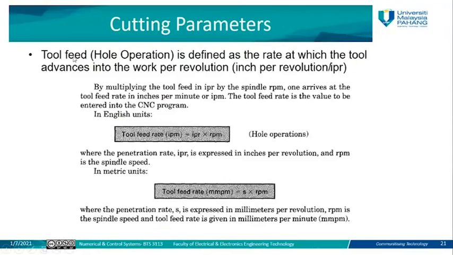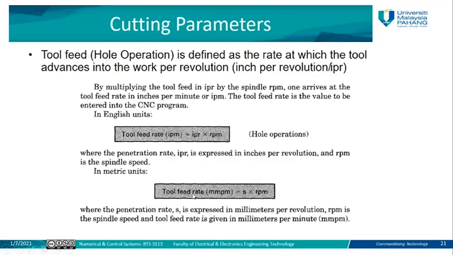For the tool feed, in the case of the hole operation, this is more related to the feed rate that we know before. There is a formula: the tool feed rate, in inches per minute, is equal to inches per revolution times revolutions per minute. And there is also another formula.